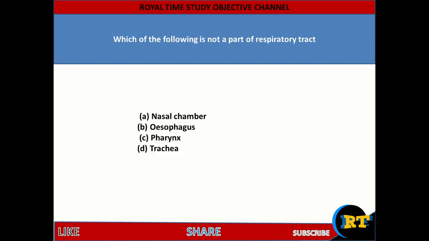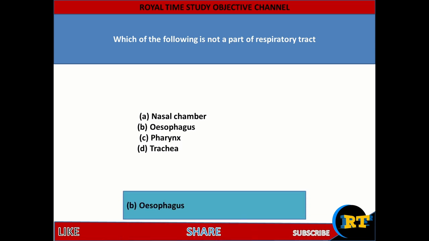Which of the following is not a part of respiratory tract? Option number A, nasal chamber. Option number B, esophagus. Option C, pharynx. Option D, trachea. And the answer is option number B, esophagus.